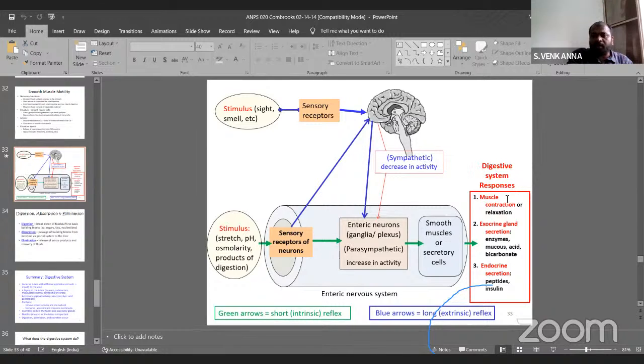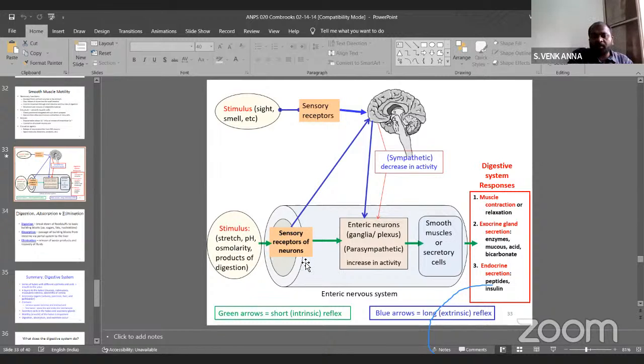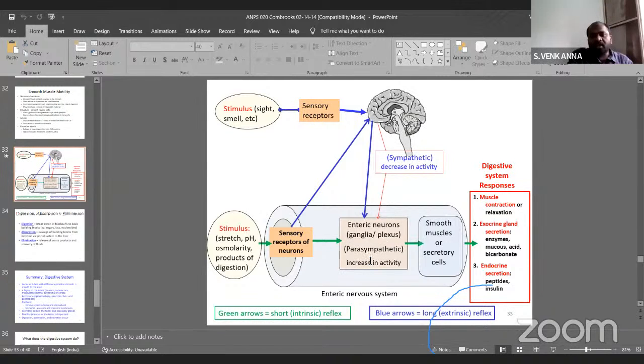So this is the digestive system response. First one, muscle contraction or relaxation. Second one, exocrine gland secretion: enzymes, mucus, acid, bicarbonates. Third one, endocrine secretion, peptides, insulin. So this is the stimulus, like stretch, pH, osmolarity, products of digestion. The sensory receptors of the extrinsic neurons, ganglions, plexuses, parasympathetic neurons increase activity.